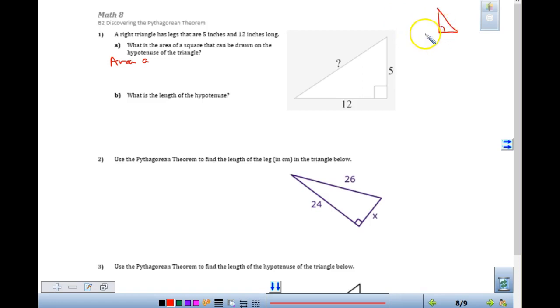Does it matter which leg I call A or B? No. So if you want to put A on the bottom and B on the side, or you want to switch it around and put A here and B here, and then this is C. C must always be across. So on this first triangle, what do we want 5 to be? A or B? A. 12 is going to be B. We're trying to find question mark C.